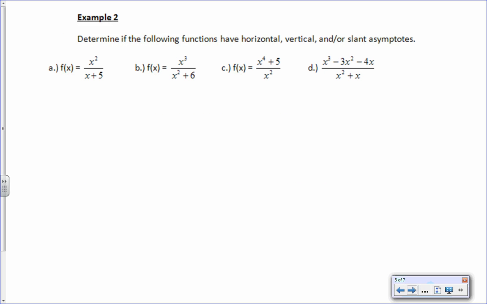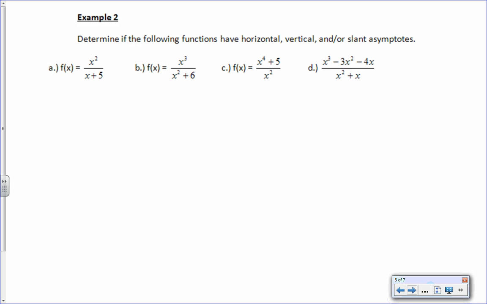So let's just try to determine if the following functions have horizontal, vertical, and or slant asymptotes. So letter A, what do you think? Well, first thing I would do is look for any holes. Okay, do you see any holes out of there? Anything going to cancel out? Any factors going to cancel? No. And how about then any vertical?